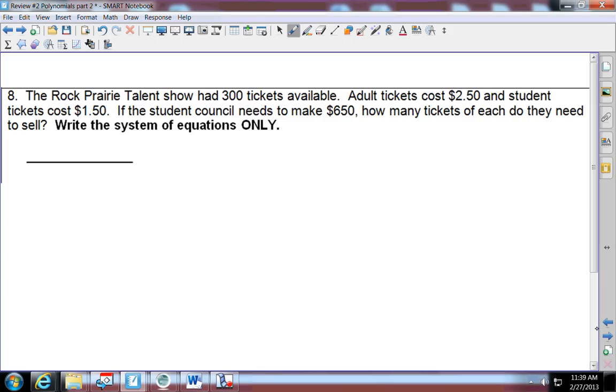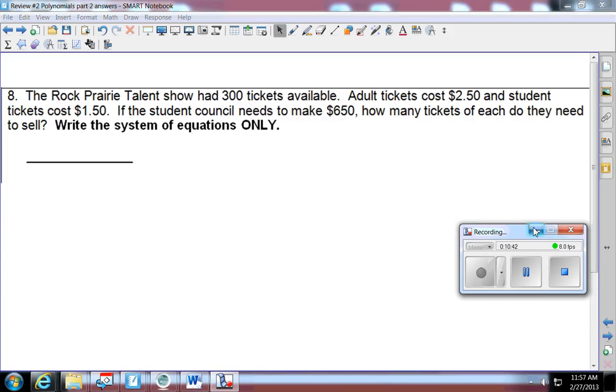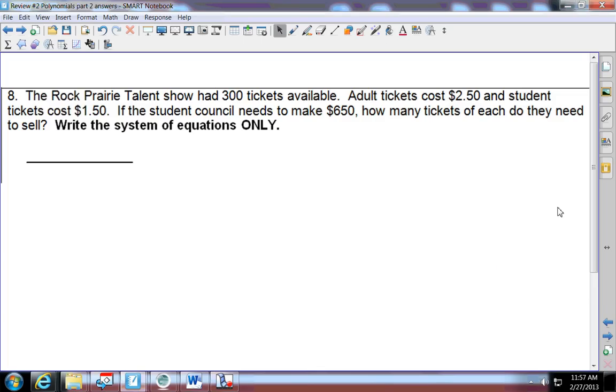Here's the next one. Try and do this one. Okay, so here on number 8, it says the Rock Prairie Talent Show had 300 tickets available. Adult tickets cost $2.50 and student tickets cost $1.50. If the student council needs to make $650, how many tickets do they need to sell? Write the system of equations only.